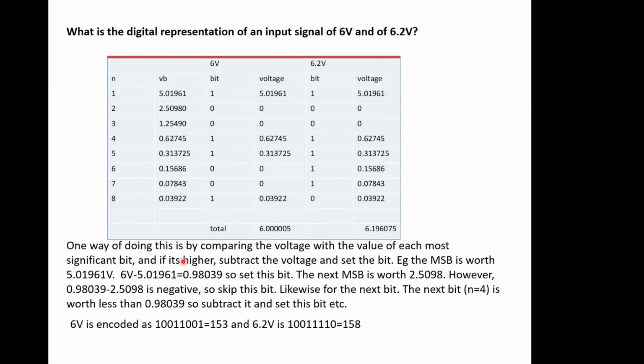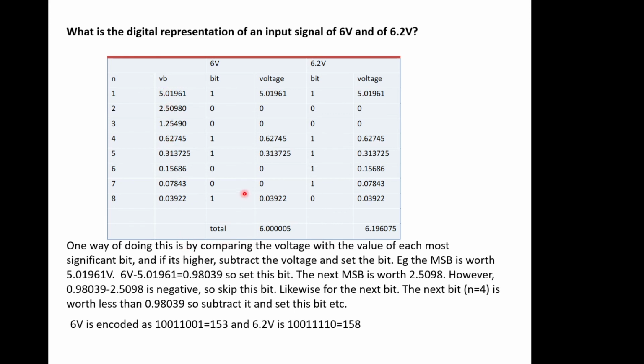So we have to compare the voltage with each value of the most significant bit, and if it's higher, subtract the voltage and set the bit. So this is a sort of successive approximation approach. So we've got 6 volts. The value of the smallest bit is 39.22 millivolts. If we move along in terms of bits multiplied by power of 2, the next one is worth 78, and then that will double, and that will double, and that will double, and so on.